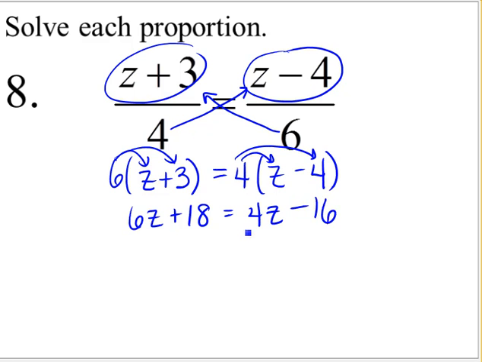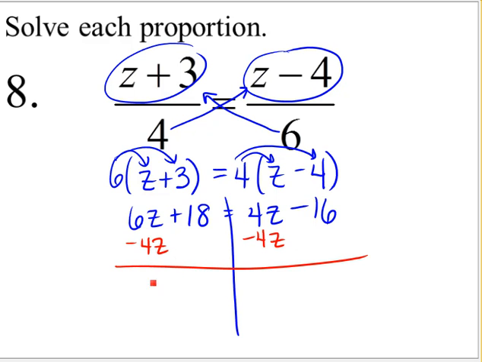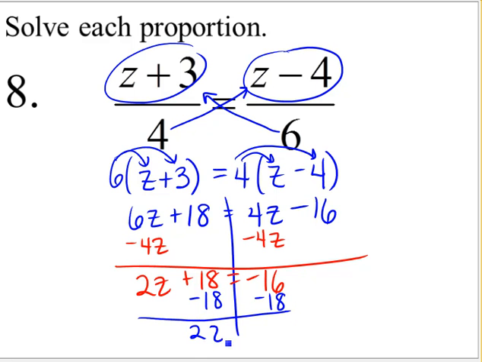minus 16. I'm going to finish solving for this, and I'm going to move my smallest variable to the other side. That gives me 2z plus 18 equals negative 16. Again, I'm going to finish solving for this, so I need to move my 18 over, which gives me 2z equals negative 34. Divide by 2 to finish this off, and I get z is equal to negative 17.